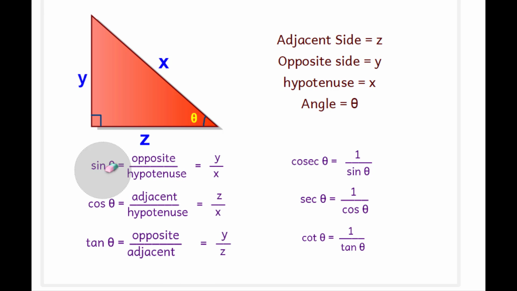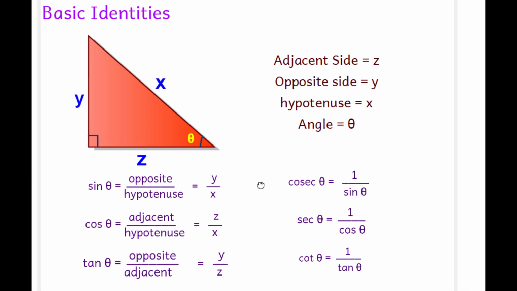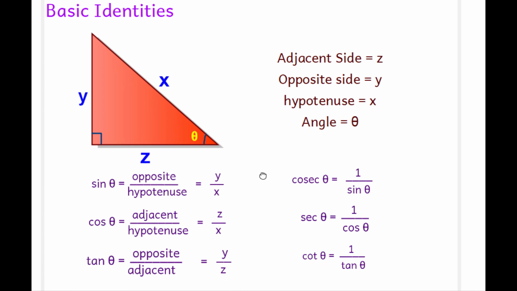Similarly, for sine theta, 1 by sine theta is cosec theta. Then sec theta is 1 by cos theta, and cot theta is 1 by tan theta. So these are the 6 basic identities of trigonometry.